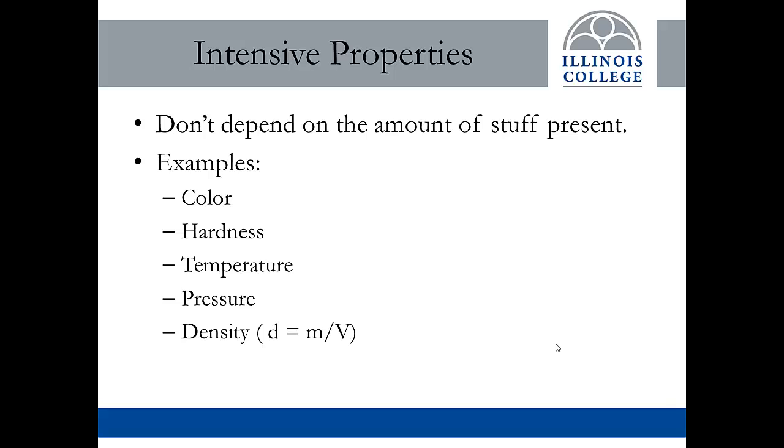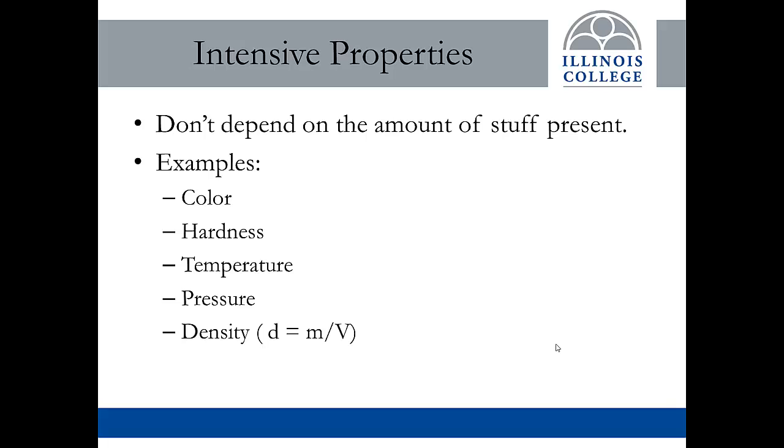So when you hear the word intensive, you can think that means internal. It's something inherent, part of the makeup of the stuff that you're talking about. So intensive properties are defined this way. They don't depend on the amount of stuff present. So if you have 10 times more stuff or 100 times more stuff, the value of whatever property you're trying to measure, or the qualitative measure of whatever you're trying to measure, does not change. And so here's some examples of some of those things: color, hardness, pressure.